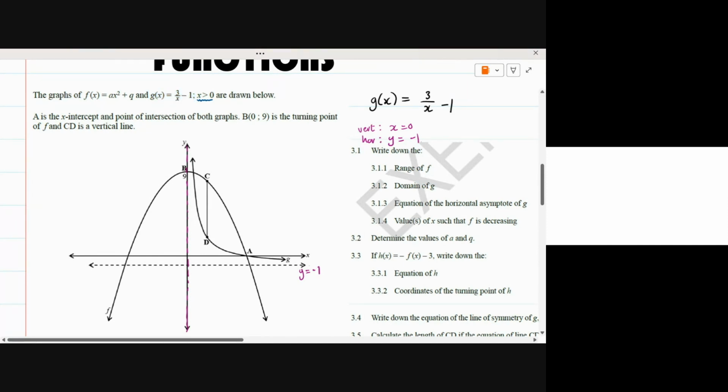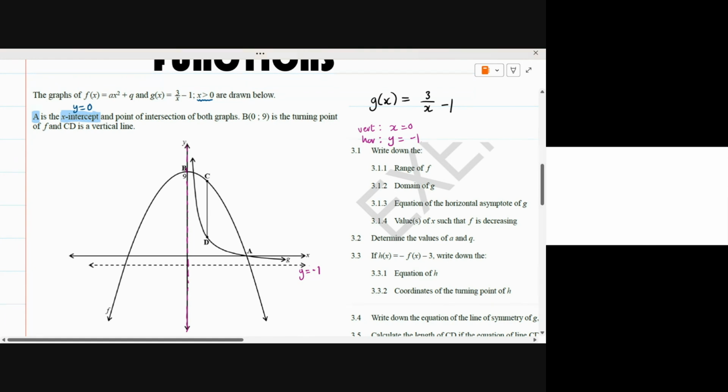All right, let's read the rest of the information. It says A is the x-intercept and the point of intersection of both graphs. Good. So we know somewhere we need to go find an x-intercept. And we know when we want to find an x-intercept, y must equal 0. So the only graph we're going to be able to do that in is the hyperbola, because our parabola doesn't have any information for us. Our parabola just says ax squared plus q. We can't really make y 0. We won't be able to solve for anything.